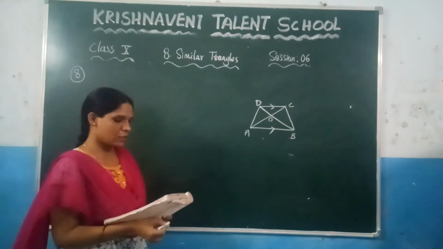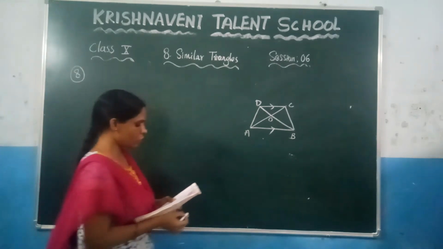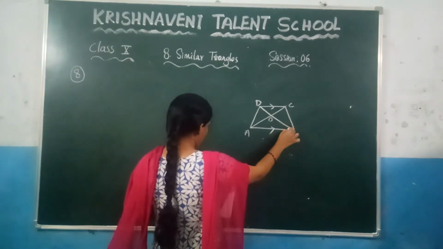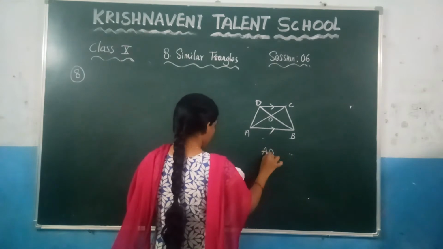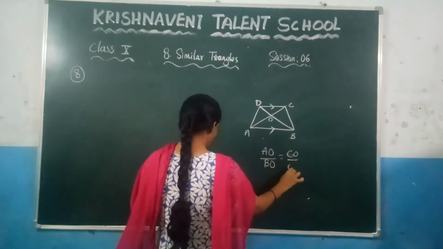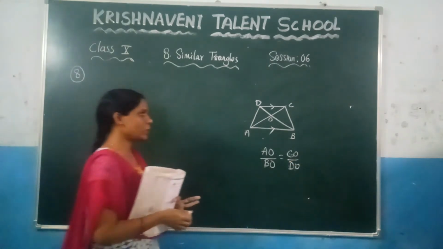And this is given, and based on this, what do we need to prove here? We need to prove AO by BO is equal to CO by OD. That's what we need to prove here. AO by BO is equal to CO by OD or BO. Right? This you need to prove here.